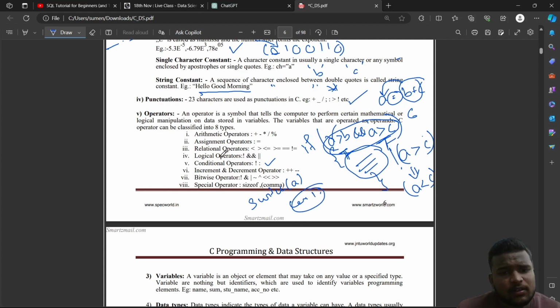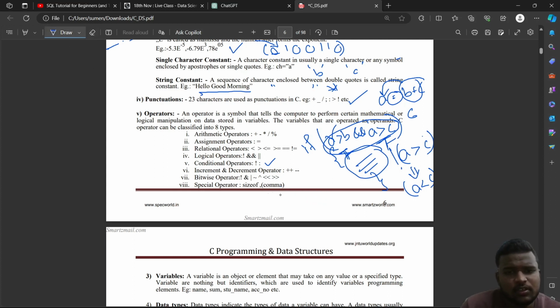Then we have the increment and decrement operators. This is a self-incrementing operator. When you give a variable a++, it means that it will increment the value of a by one. For example, if the value of a is 5 and we give a++, the value of a will be 6. The same with a--. If the value of a is 6 and we give a--, the value of a will be 5.